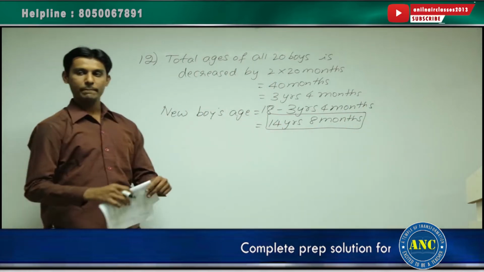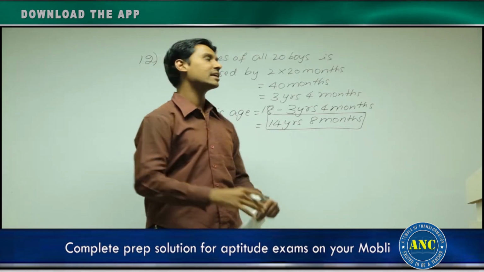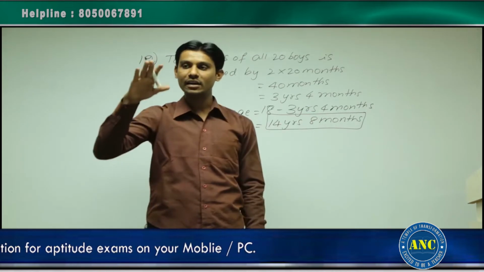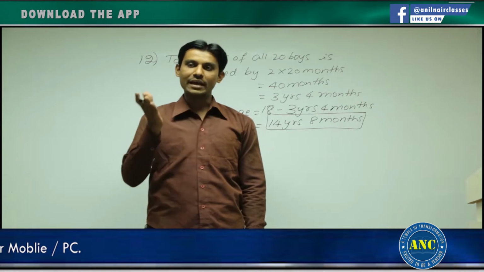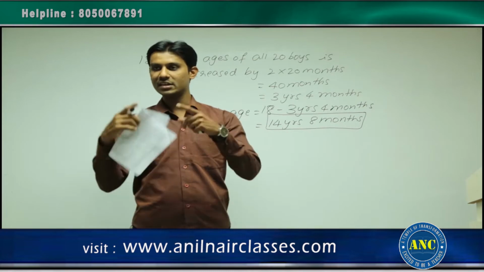Clear with the approach? Because his age is 18 and he is leaving the class, if I am also 18, then there is no change in the total. But there is a change in total. The total is decreased by 3 years and 4 months. That means I am carrying an age which is 3 years and 4 months less compared to the person who left the class. His age is 18.